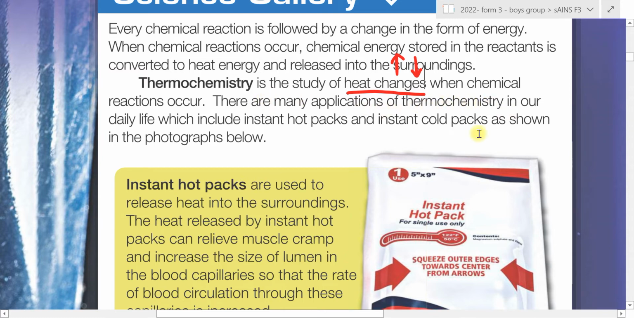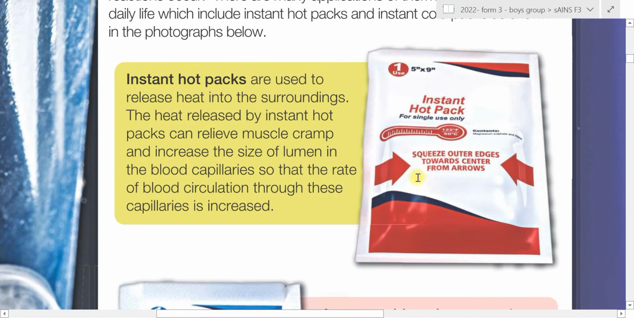There are many applications of thermochemistry in our daily life, which include the instant hot pack and instant cold pack as shown in the photograph below. You must understand the hot pack function because later in the exercise part, I included this one as well. Instant hot pack means, you can see this part a little bit bulging. This one is fully filled with water. There is a type of salt here.